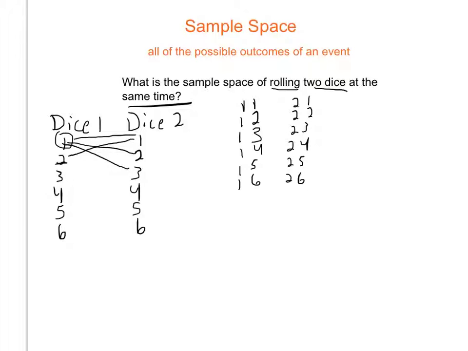So I'm going to continue this pattern here, and you're going to notice there's a lot of different results that can happen. I could roll dice 1 and get a 3, and pair it with a 1 from dice 2, a 3 and then a 2, 3 and then a 3, 3 and then a 4, 3 and then a 5, 3 and then a 6. I could do the same thing with rolling a 4 first. And I could do the same thing with rolling a 5 first.